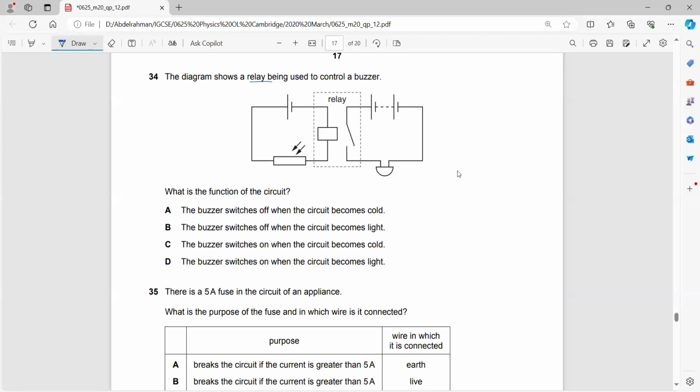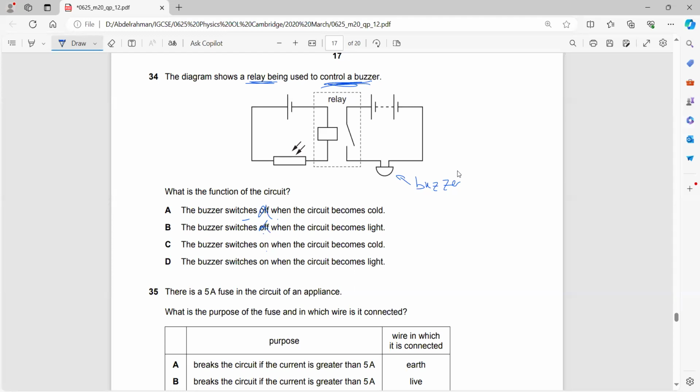It shows a relay being used to control a buzzer. What is the function of this circuit? Actually, the buzzer is now off, because the switch is open. So initially the buzzer is off. No, it switches on. The function of the circuit would be to switch on the buzzer.